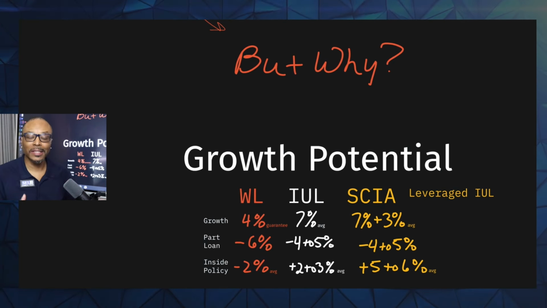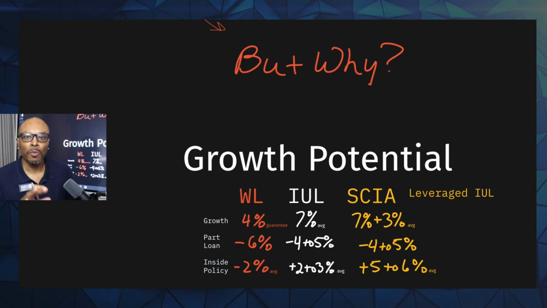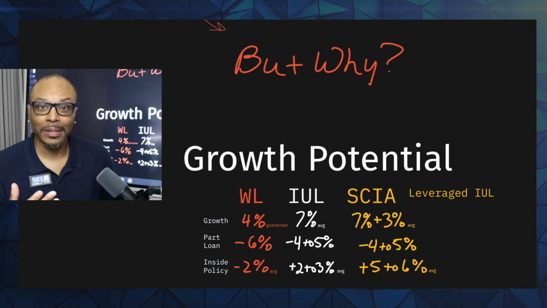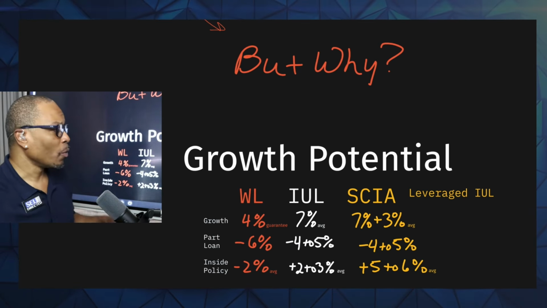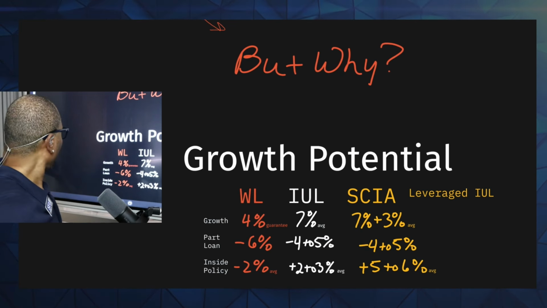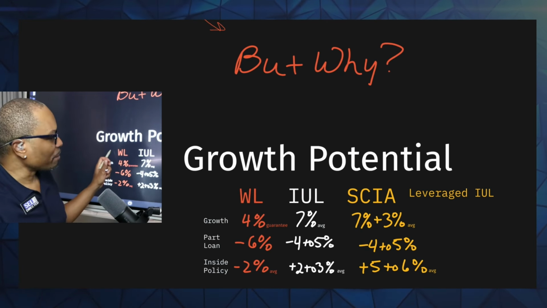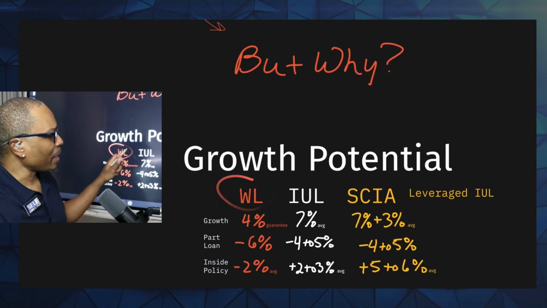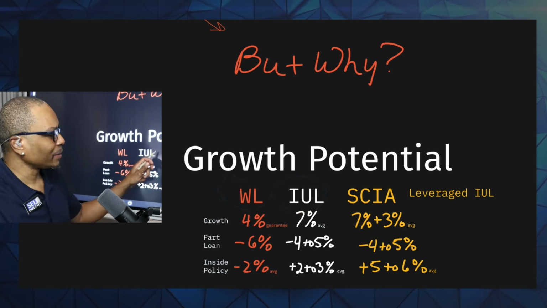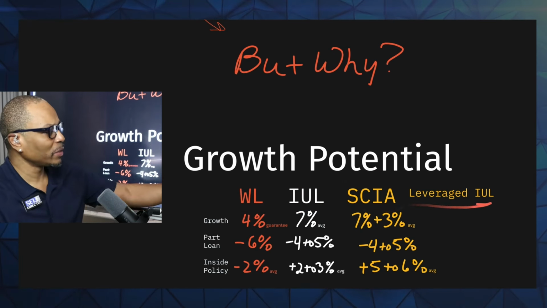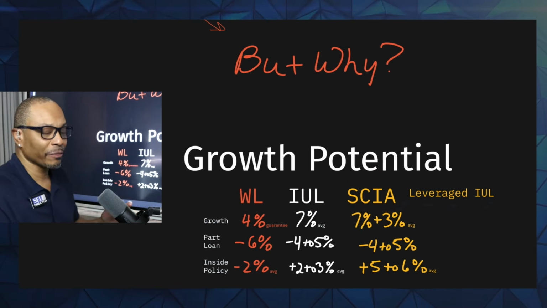So what is it? It's the growth potential. The reason we want to use a SKIA, or a leveraged IUL, to break down things today is because of its growth potential. What is the growth potential? Well, let's make an apples to apples comparison between a whole life policy, an index universal life policy, and the SKIA I'm referencing today, which is just a leveraged IUL. What's the difference?